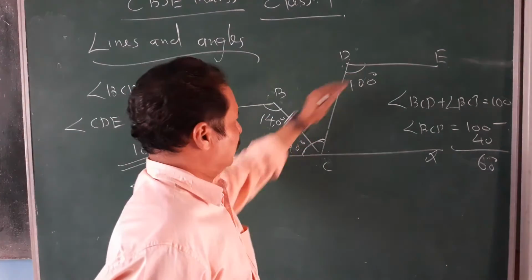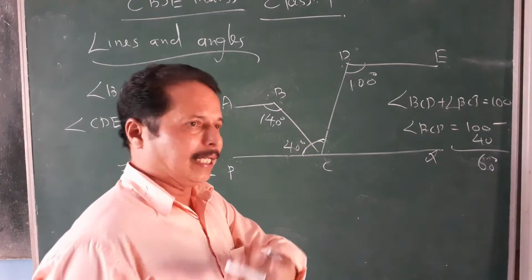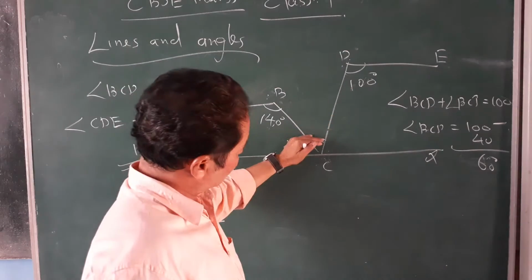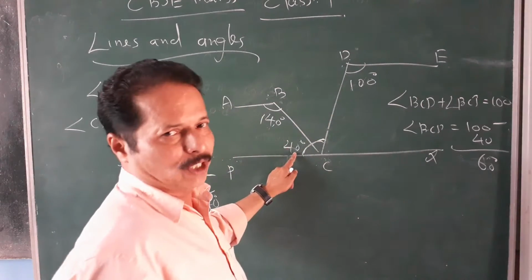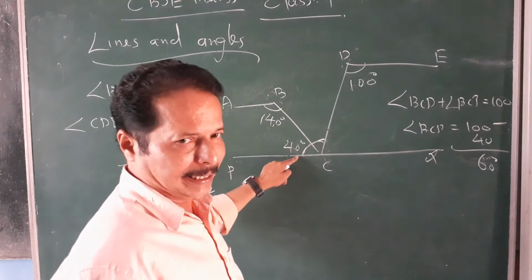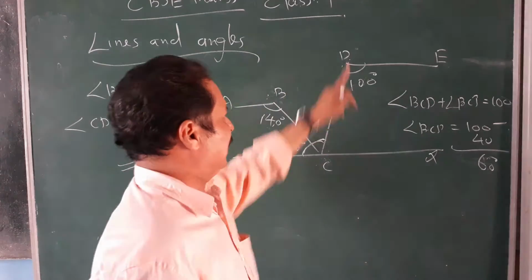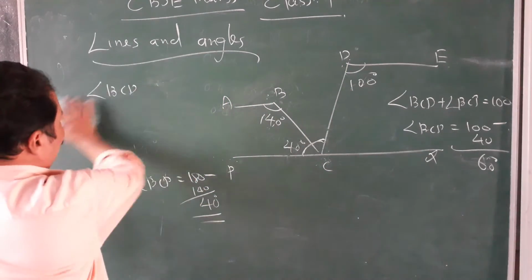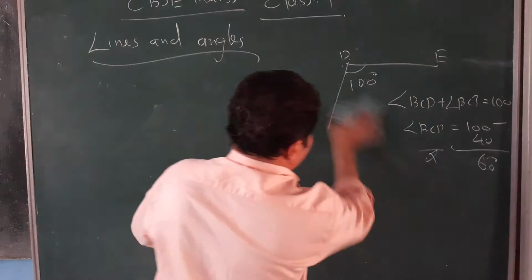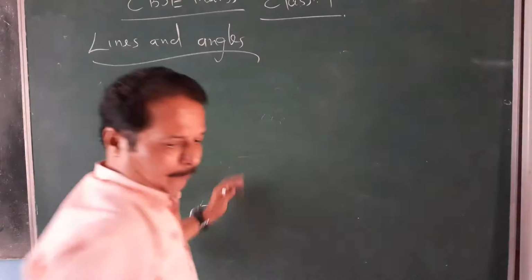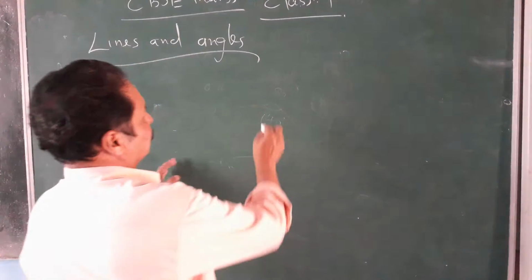Okay. So these two are alternate interior angles. They are equal. So if this is 100, this is also 100. This part is 40 degrees because they are co-interior angles. Then BCD equals 100 minus 40, that's equal to 60 degrees. See now, and look here.